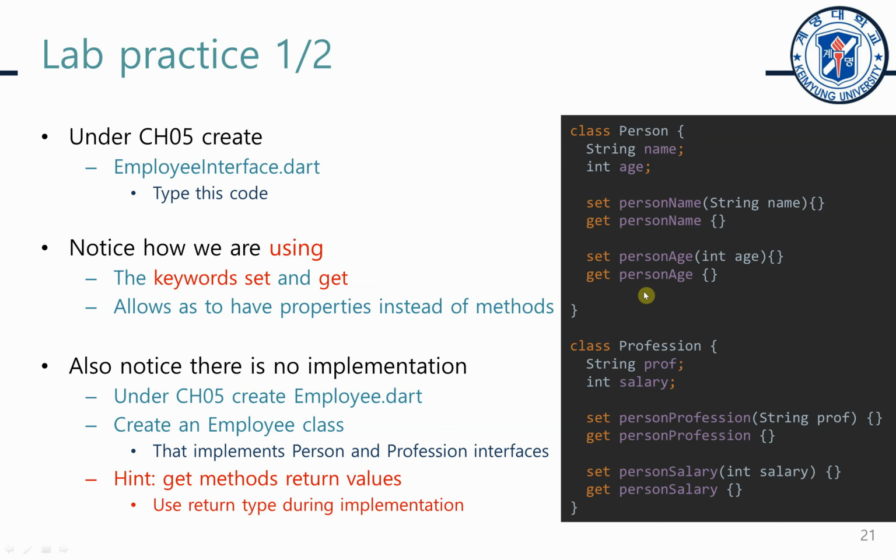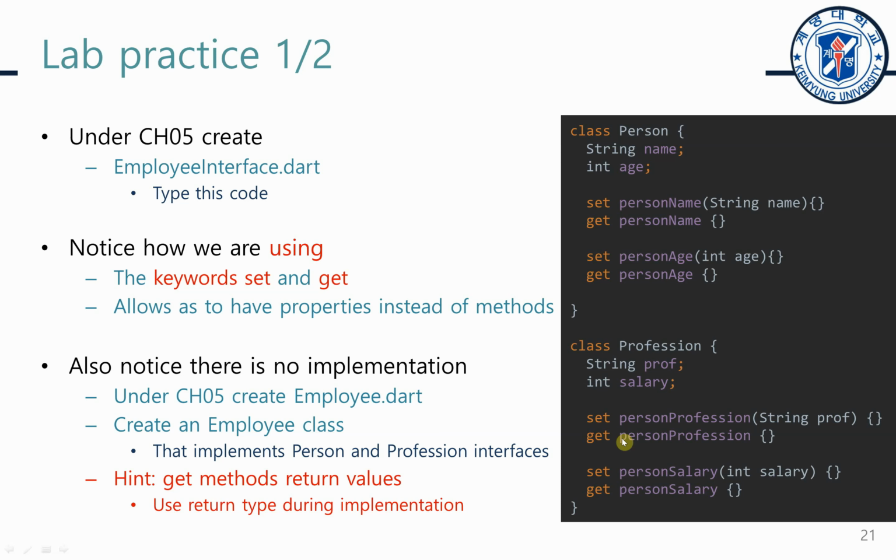And also a person can be an employee, or a person can have a profession, something he can do or something he will do. So in this case you can see that the class Profession talks about the profession of the person and the salary. The salary can be set, the salary can be get here in this case, and the profession can be set and the profession can be get.